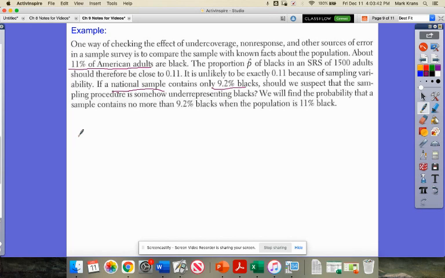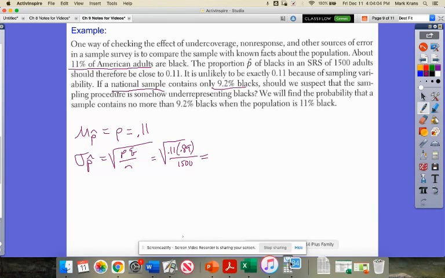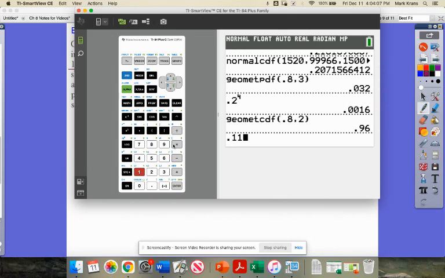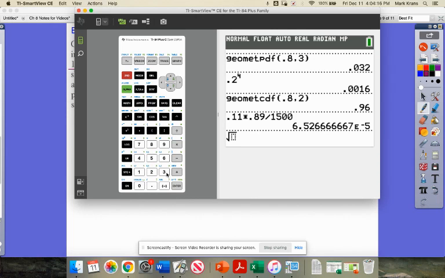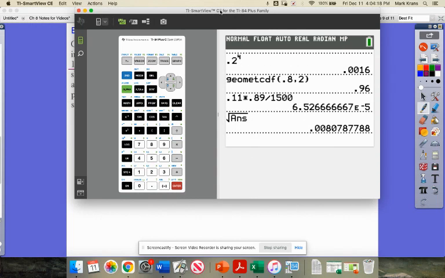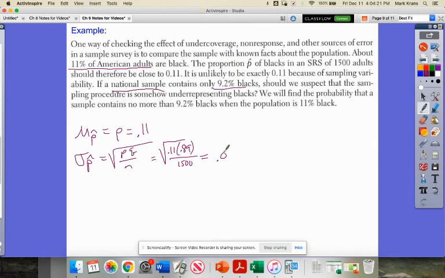So the mean of my p hats should be p, which is 0.11. My sigma of my p hats equals the square root of pq over n, which is the square root of 0.11 times 0.89 divided by my sample size, 1,500. Which comes out to 0.11 times 0.89 divided by 1,500, and then I need to take a square root. That's my variance. If I take a square root of that, we get 0.008. We'll call it 0.0081.